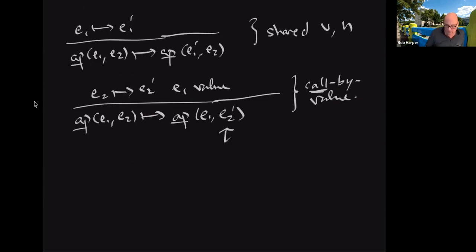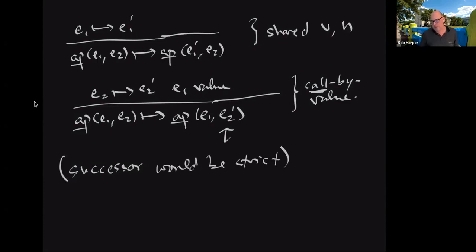And then we do similar things with successor and so on. So successor would have to be strict. I'm not going to write down the rules for this, but you can write them down for yourself. For the same reason, because when you conditional branch, when you plug in the predecessor, you want that to be a value. Okay, so that's the natural setting.